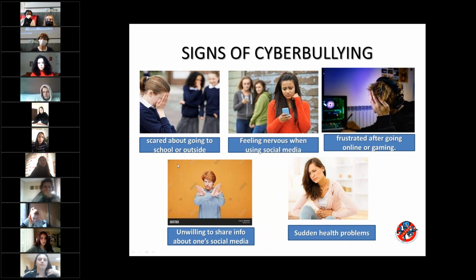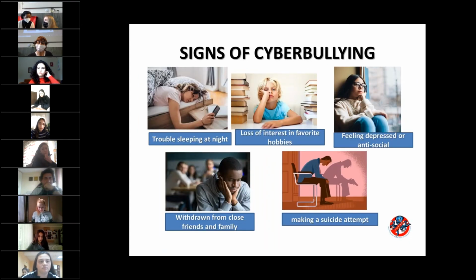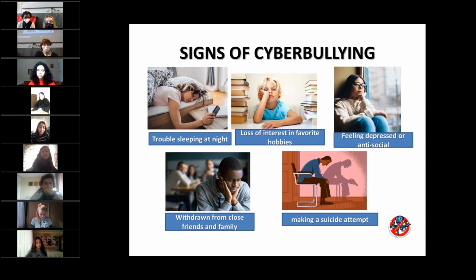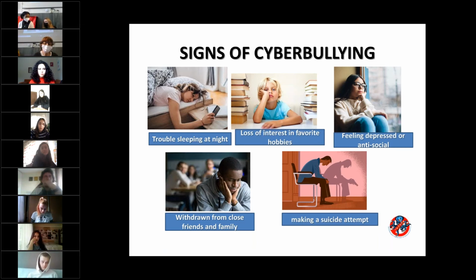5. Unexplained weight loss or weight gain, headaches, stomach aches, or trouble eating. Health-related symptoms like these are just some of the many ways bullying can take its physical effect on a child. 6. Trouble sleeping at night or sleepy during the day. 7. Loss of interest in favorite hobbies or activities. If a teenager has suddenly lost interest in their favorite sport or hobby, it may be an indicator of cyberbullying.